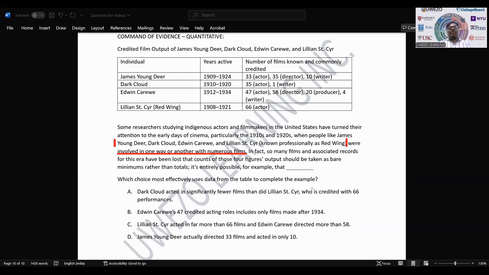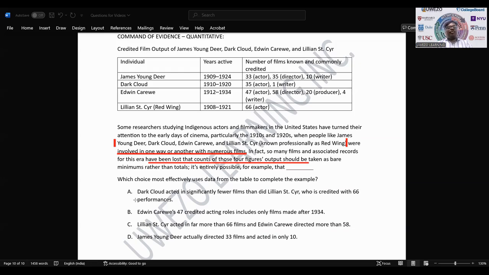In fact, so many films and associated records for this era have been lost that counts of those four figures' output should be taken as the bare minimum. So this is a very important sentence. This sentence tells you, so whatever counts we have here, that those should be considered bare minimum because so many records were lost. So, right. So it's entirely possible, for example, that.